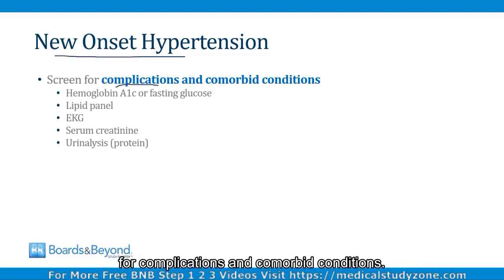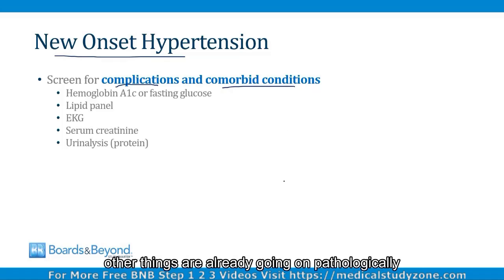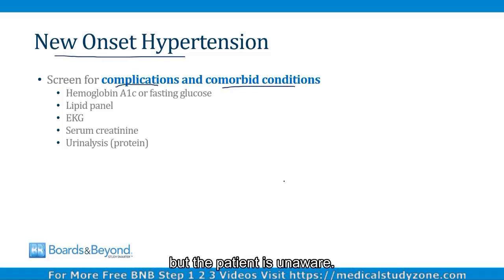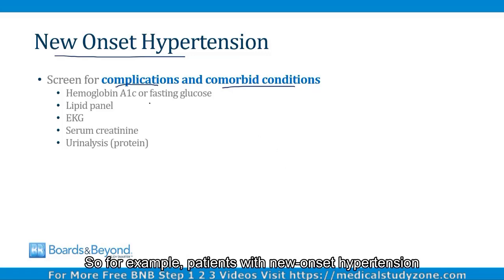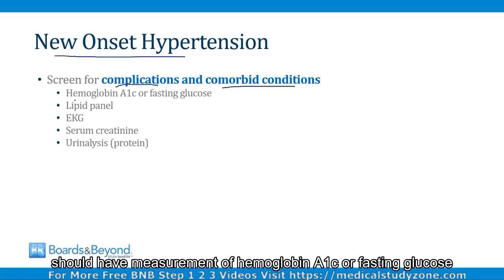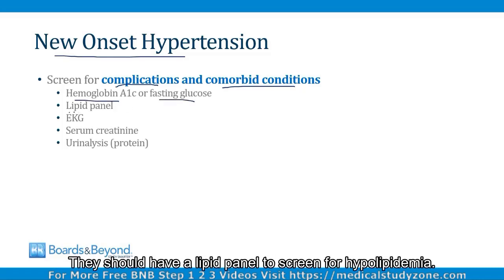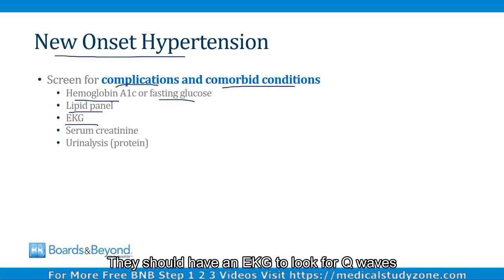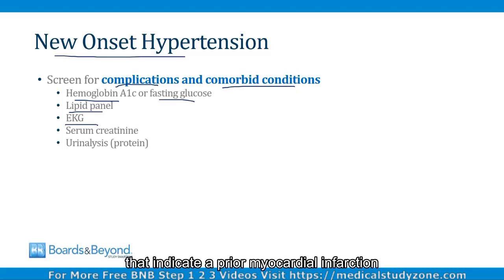In patients with newly diagnosed hypertension, one of the most important first steps is to screen them for complications and comorbid conditions. Many times when hypertension is diagnosed, other things are already going on pathologically, but the patient is unaware. So for example, patients with new onset hypertension should have measurement of a hemoglobin A1C or fasting glucose to screen for diabetes. They should have a lipid panel to screen for hyperlipidemia. They should have an EKG to look for Q waves that indicate a prior myocardial infarction or left ventricular hypertrophy.